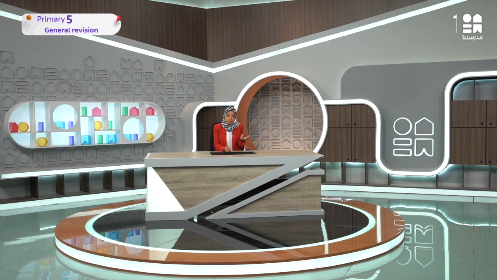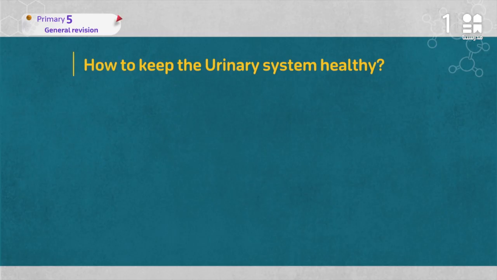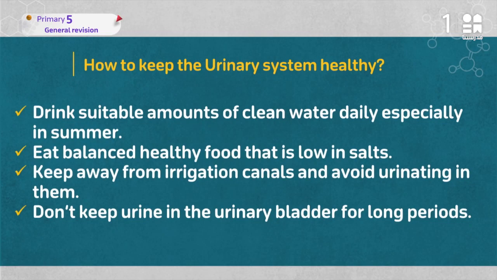طيب how to keep the urinary system healthy? We can keep it healthy by drinking suitable amount of water, especially in summer. Eat healthy balanced food that's low in salt. Keep away from irrigation canals and avoid urinating in them, and don't keep urine in the urinary bladder for long periods of time. كده نكون خلصنا unit number 2.